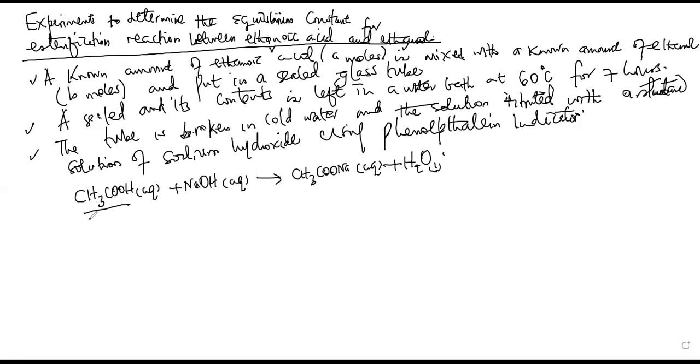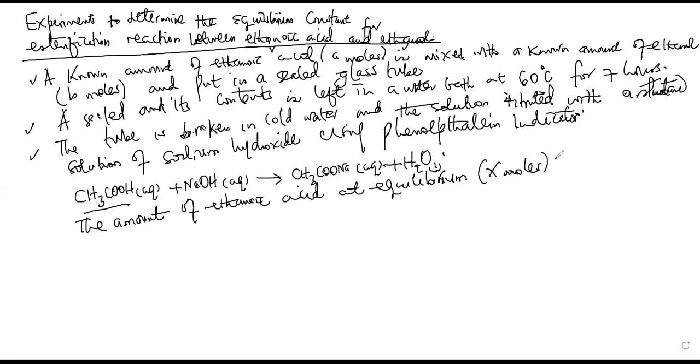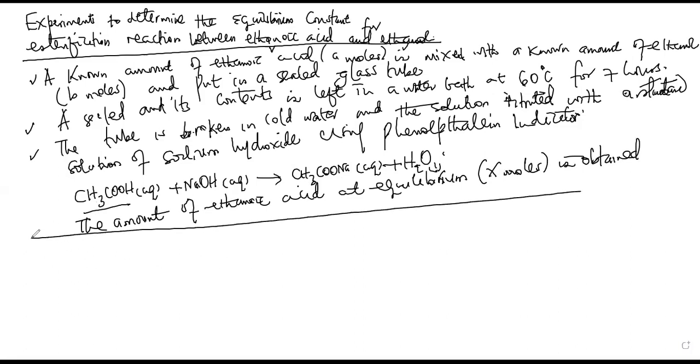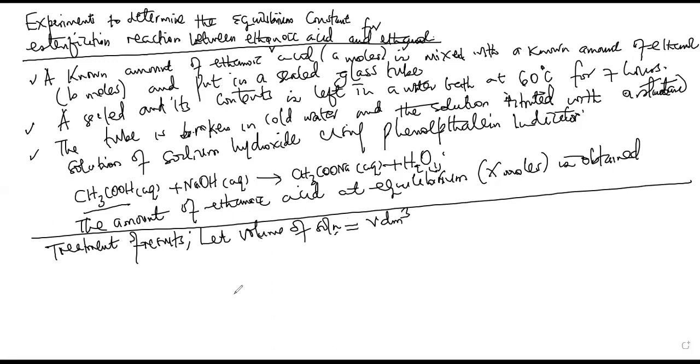Now, in this case, we can get the amount of ethanoic acid. The amount of ethanoic acid at equilibrium, those are X moles, is obtained. So I've called it X moles. Now, before we treat those results, the treatment of results, we already know the volume of the solution. We can let the volume of the solution be V decimeters cubed.